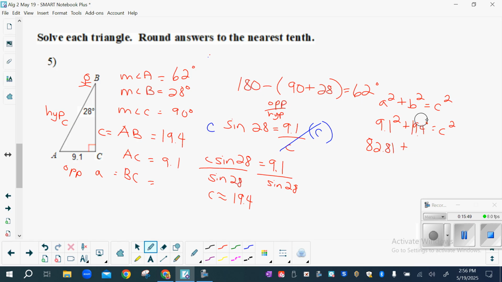That's not 17.1. I was off. 19.4 is the hypotenuse, or C. So we already have C, so we need to find AC, which is letter B.